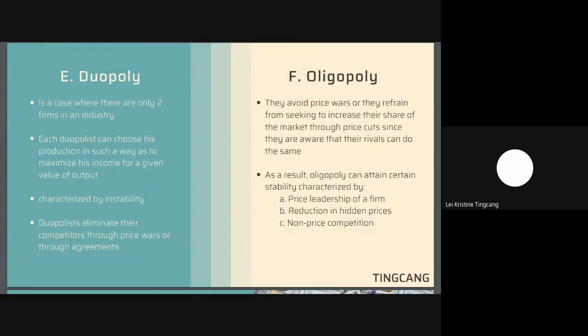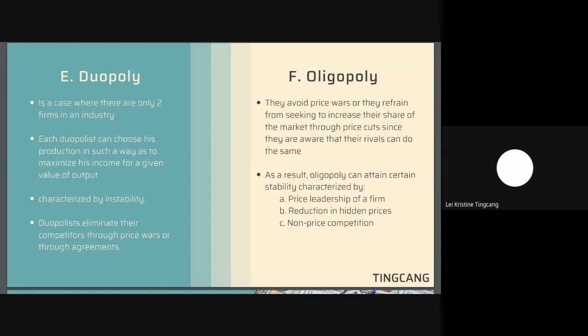The next would be pricing policies under a duopoly, which is a case where there are only two firms in an industry. So in this type of market, each duopolist can choose his production in such a way as to maximize his income for a given value of output. And each duopolist has no interest in modifying his behavior as long as the other does not modify his. So with a duopoly, each company will tend to compete against the other, keeping prices lower and benefiting consumers.